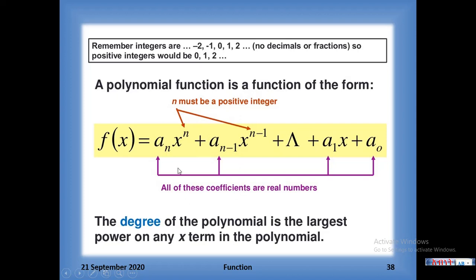So a_(n-1) and so on, these are what? Coefficients. The coefficients. So the degree of a polynomial is the largest power on any x term in the polynomial. So in order to say this is the leading coefficient of the polynomial function, that coefficient must be with the highest degree.